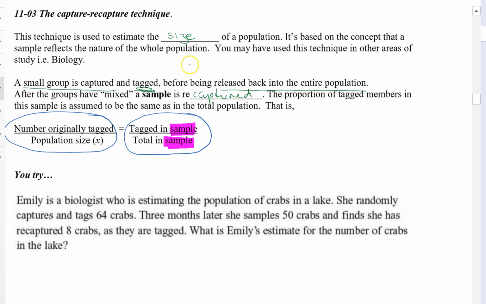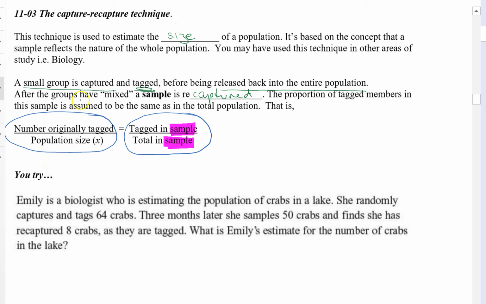So it's a sample, and that's why it's called recapture. Initially a group is captured and marked. They're allowed to mix in with the entire population. A small sample is recaptured, and the fraction that are marked or tagged out of the total in the sample represents this fraction out of the total population.